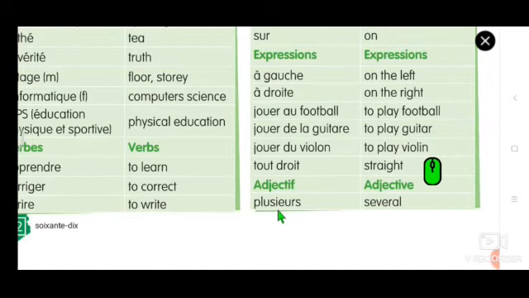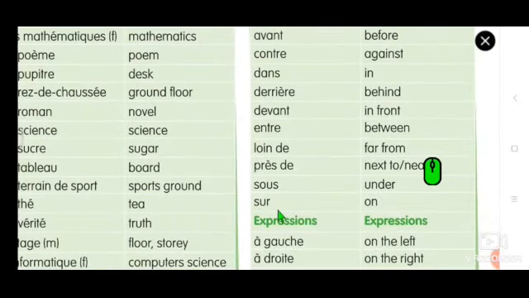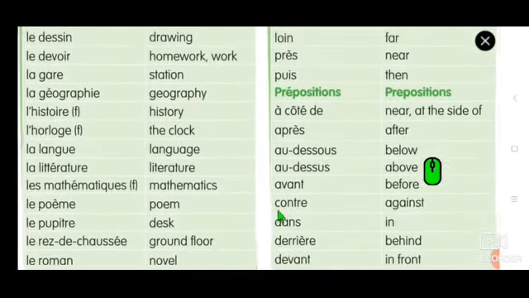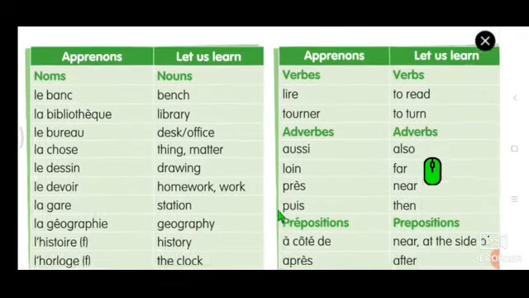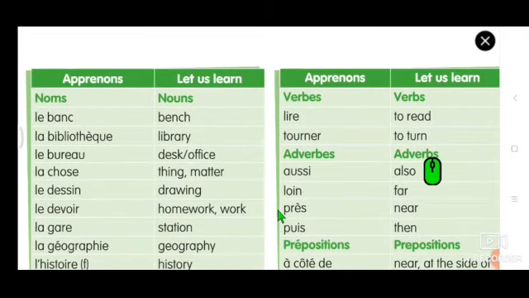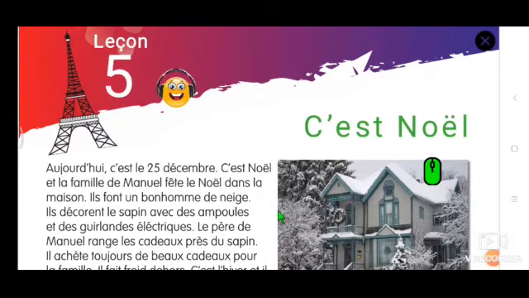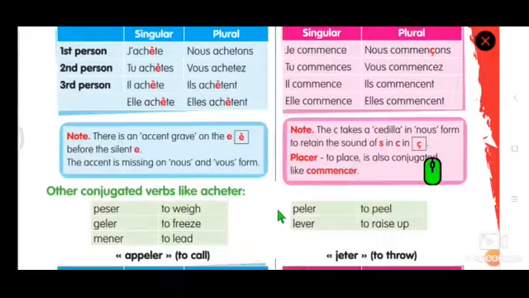So this is from lesson 6. So even from this lesson I will ask online test. So totally 10 questions I'll ask, 5 from French and 5 from English. Now let's move on to lesson 5. So lesson 5, c'est Noël. So move to the vocabulary page.